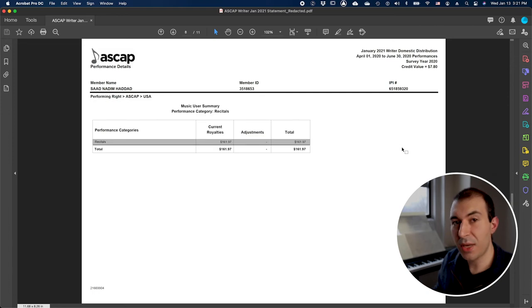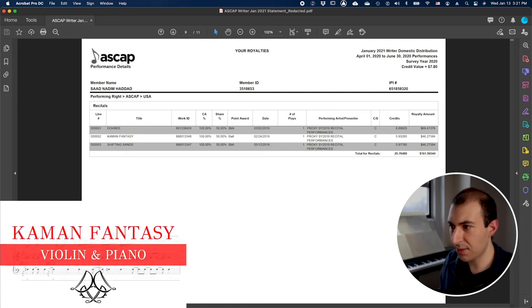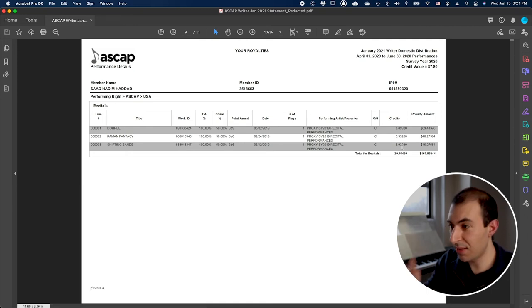Moving on. Here we have our third category, recitals. You see the number is not as small as the YouTube settlement, but not as big as the symphonic concerts, but it's a reasonable $161.97. And now we'll see the breakdown. So we have here the three performances of Dori, Command Fantasy, and Shifting Sands. Notice that the dates are all in 2019. So again, these were all performances that happened before that window of April 1 to June 30, 2020. And we see here the credit breakdown.